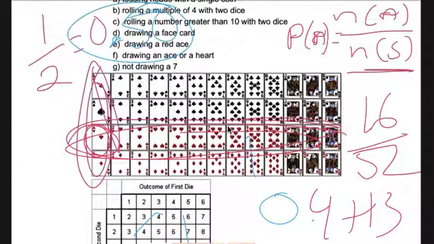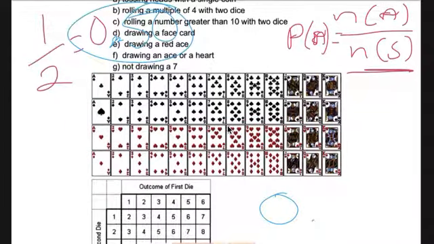Now, the last one I just want to do is not drawing a 7, okay, and let's do that two different ways. One is, you would probably do the complement way, which is the preferred way, naturally. But not drawing a 7, you could count the non-7s, and you could say, okay, everything but this, and go around and count each of them and say, okay, there's 4, and then you get 48 out of 52. Okay, so that's right.